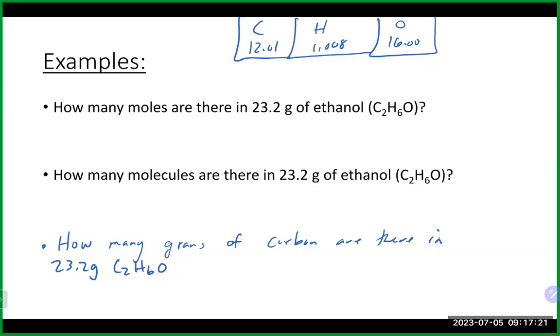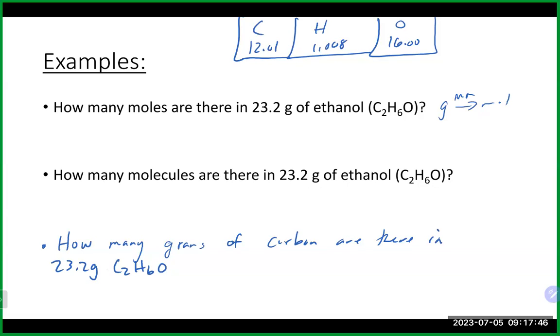So all these questions are sort of related to each other. We want to know in the first one how many moles there are in 23.2 grams of ethanol, which means we do not need Avogadro's number for that part. We do need the molar mass as we're going in this case, grams to moles. So let's take a look first at just that part of it.